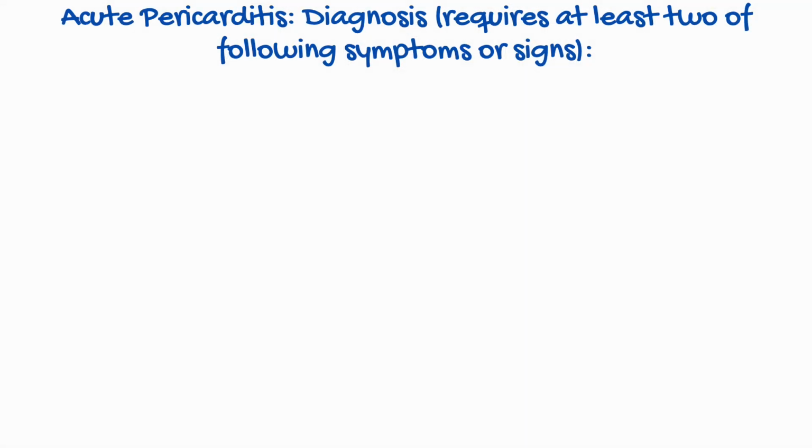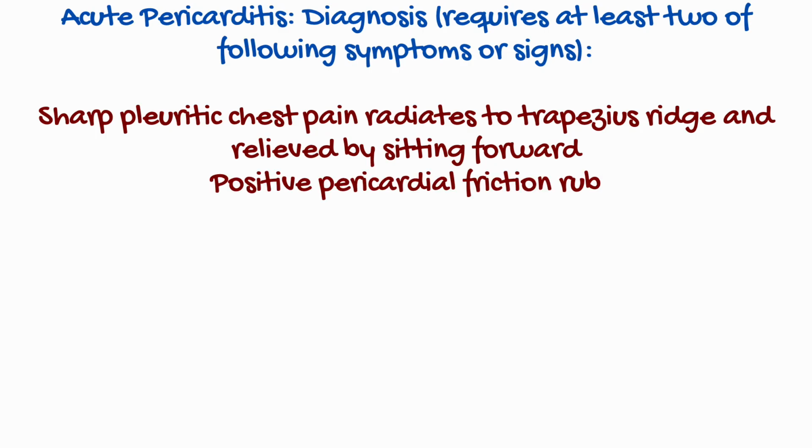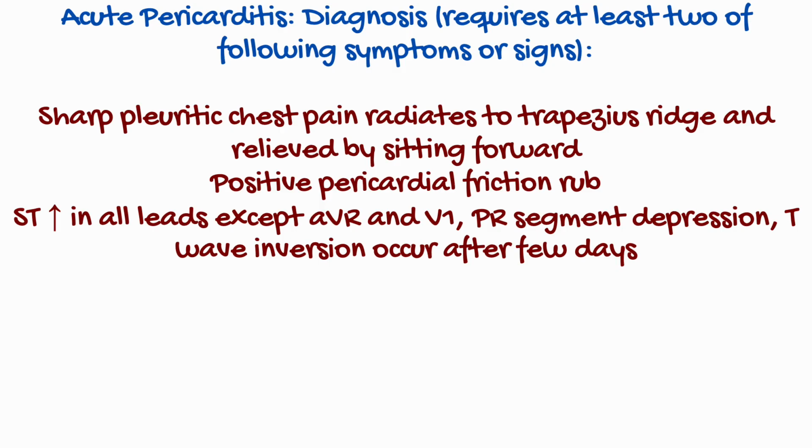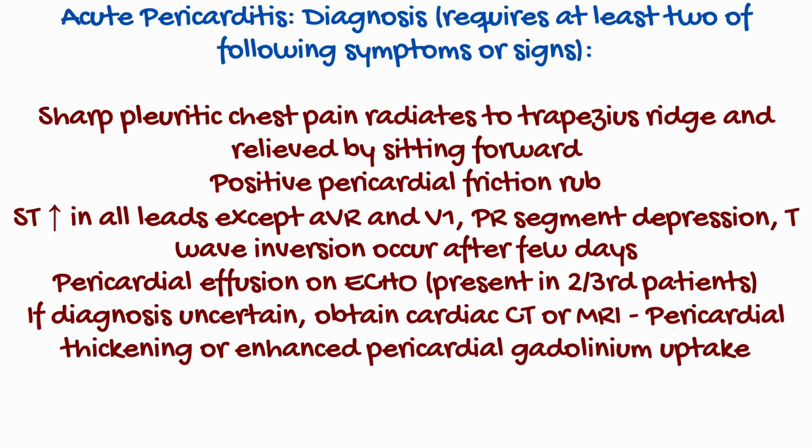You need to have at least 2 of the following signs and symptoms. Sharp pleuritic chest pain that radiates to the trapezius ridge and is relieved by sitting forward. Very important, that's typical for pericarditis. Positive pericardial friction rub. Hard to hear; remember, you need to be in a quiet room to hear it. ST elevation in all leads except aVR and V1, PR segment depression, and T wave inversion occurring after a few days. Pericardial effusion on echo, which represents about 2/3 of patients.